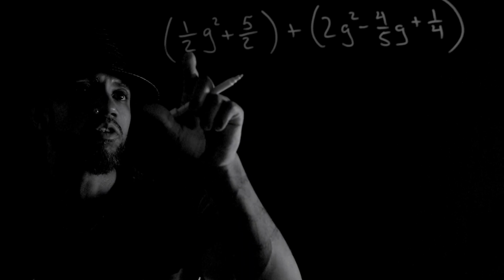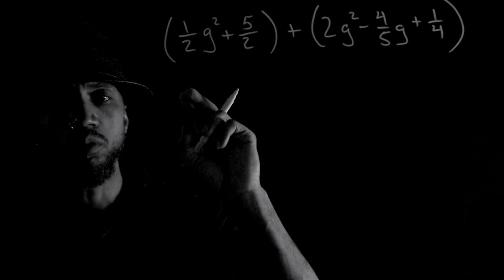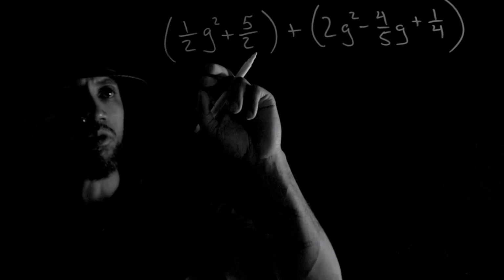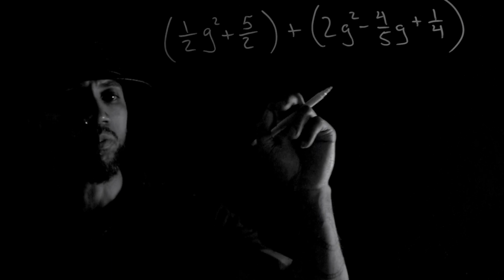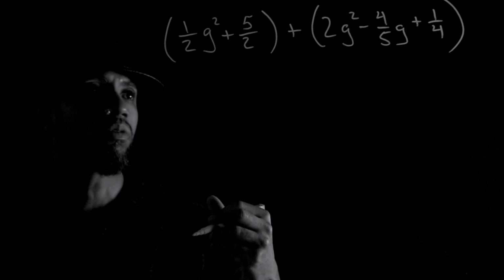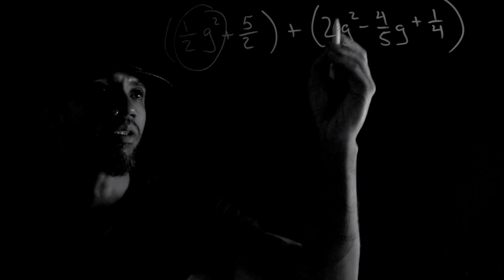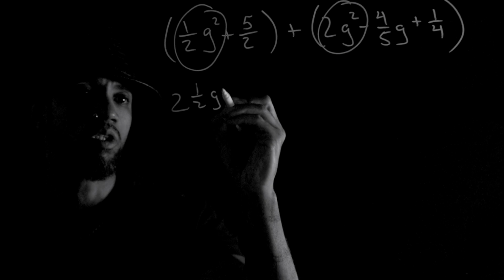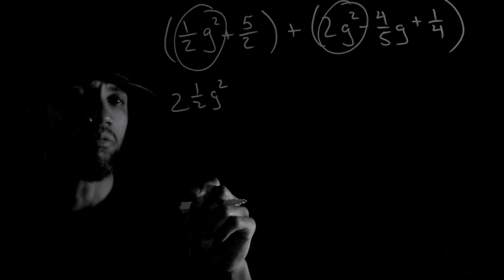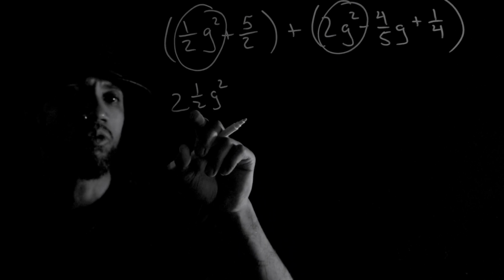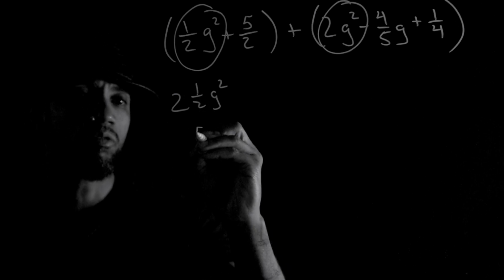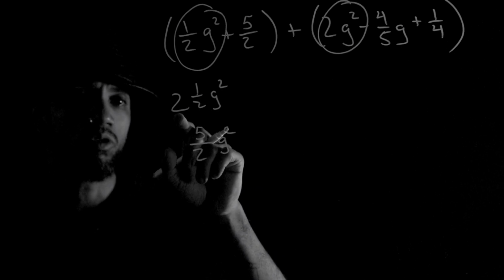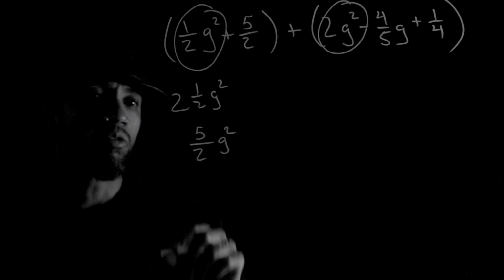All right, here we go. So let's look at the g squared terms. Again, we're looking for the same power, okay, degree, exponent, and with the same variable. So this is a g squared term, this is a g squared term. They can go together because they're like terms, okay? So we're adding a half g squared and a 2g squared, which is a 2.5 g squared. Why don't we put that in fraction form, okay, as a ratio? So that's 2 times 2 is 4 plus 1 is 5 over 2. So 5 halves g squared.